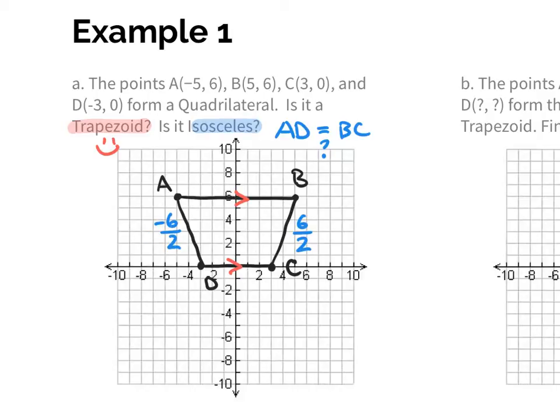Notice that I get the same slope for each of them. So that means, yes, this would also be an isosceles trapezoid because not only do I have a pair of parallel opposite sides, but my non-parallel opposite sides, A and D, called the legs, those two things are equal in length.